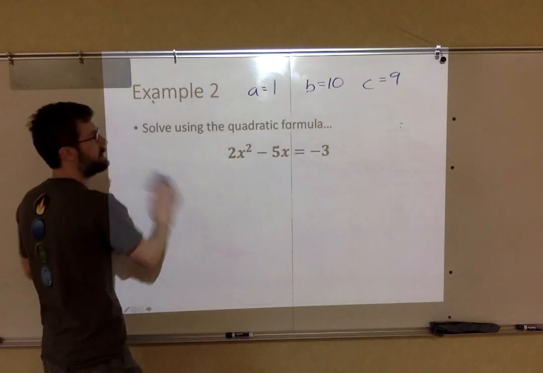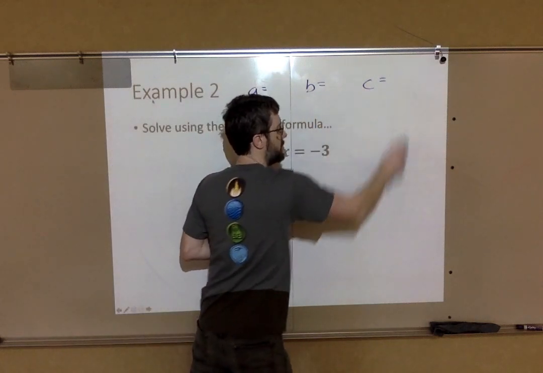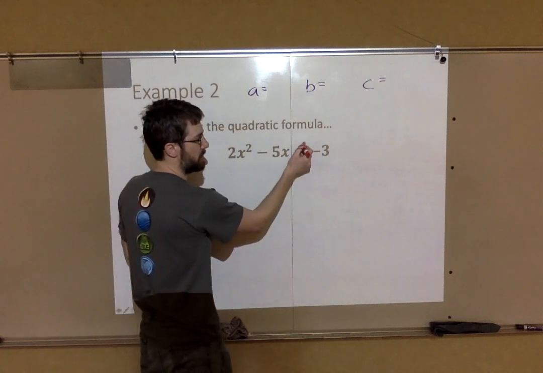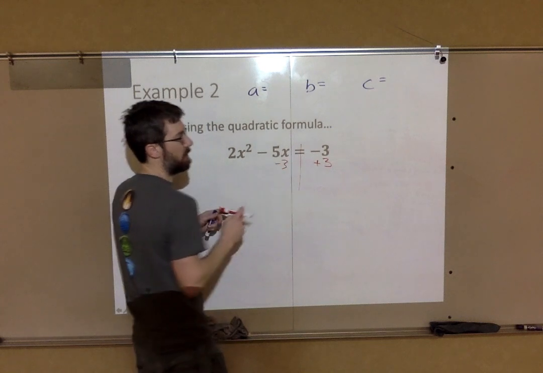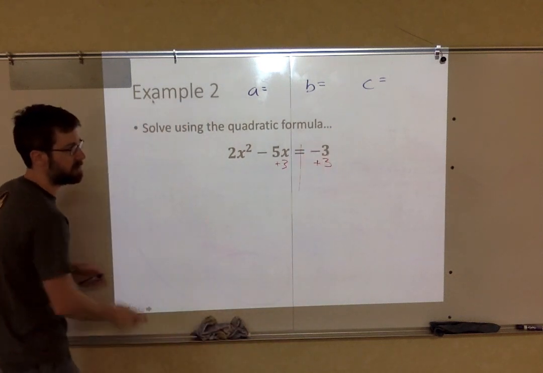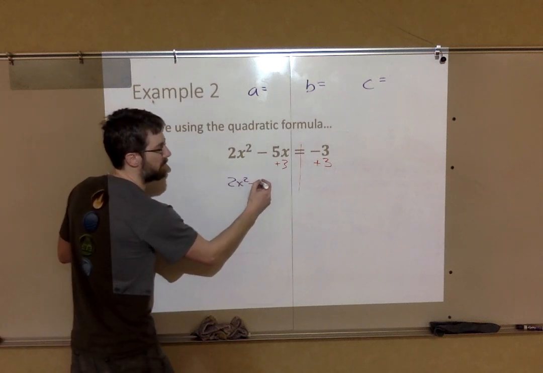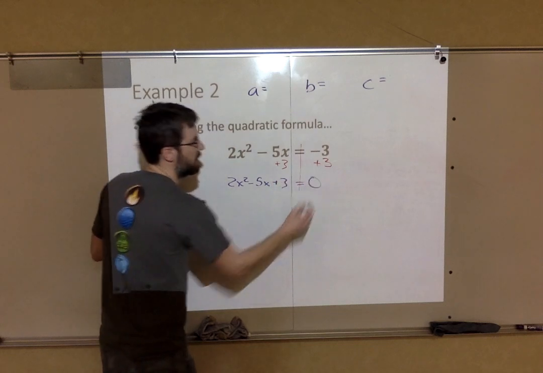So the first thing I need to do is make sure that one side of the equation is equal to 0. That means I have to treat this like a two-sided equation and add this 3 to both sides so that this cancels out and is equal to 0. That makes the other side 2x squared minus 5x plus 3 equals 0.